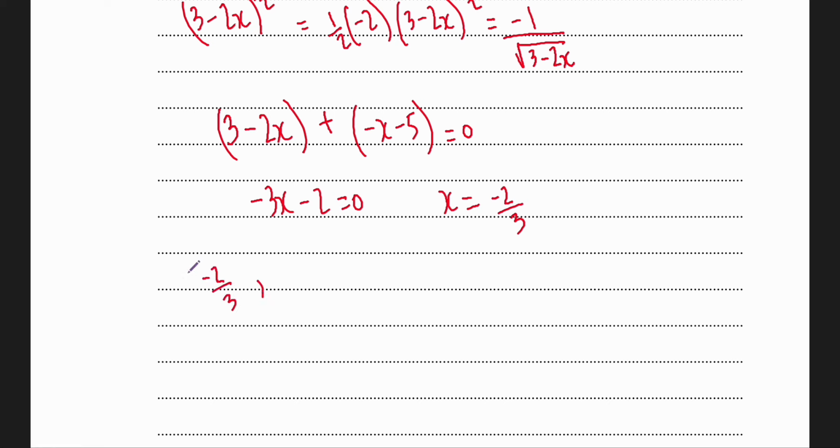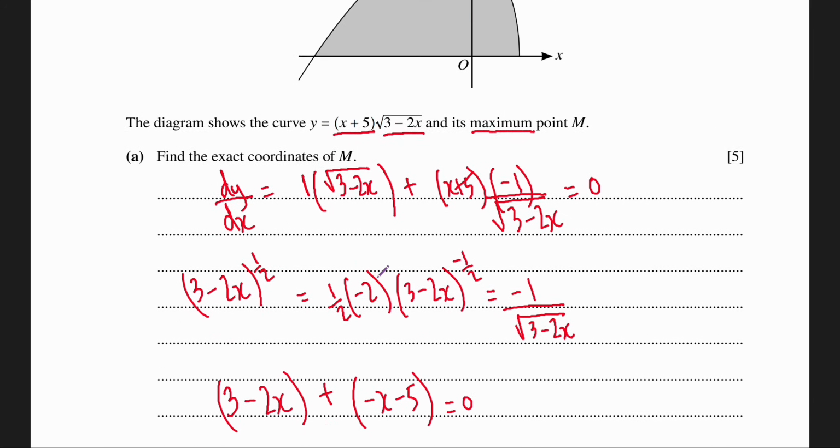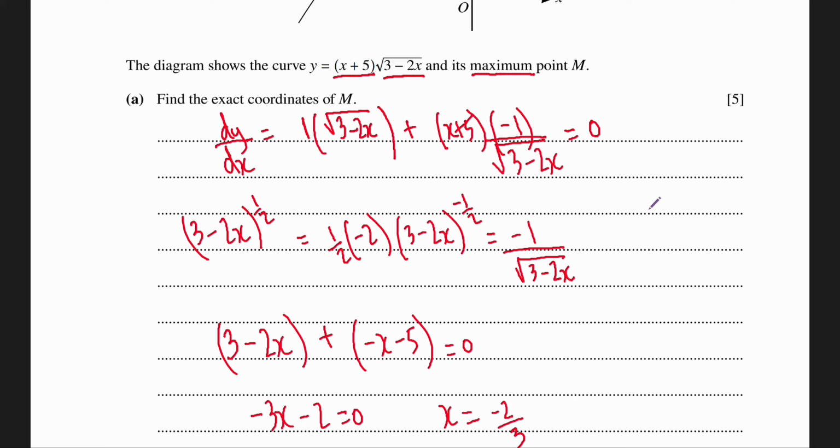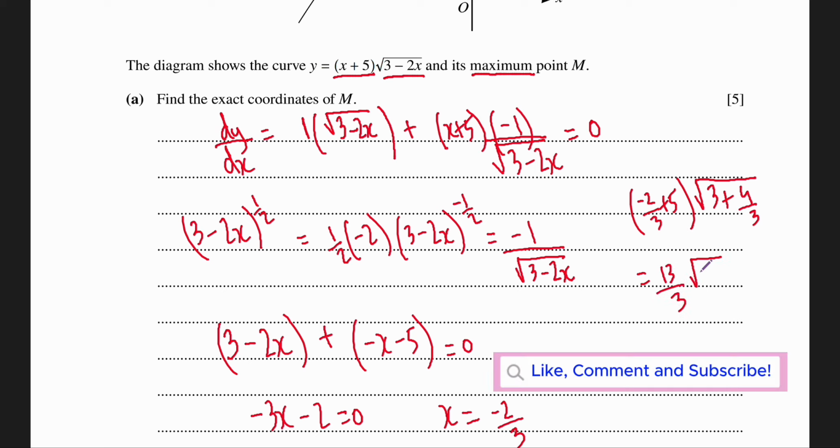Now what is y equal to? Because you need the coordinates. Well, it says it wants the exact coordinates, so we just put it back into the function how it is. So you have negative 2 over 3 plus 5 times the square root of 3 minus 2 times minus 2 over 3. So that becomes 3 plus 4 over 3. So that is, what is minus 2 over 3 plus 5? That becomes 13 over 3. And then here you get square root of 13 divided by the square root of 3. So you can write it as this right here.